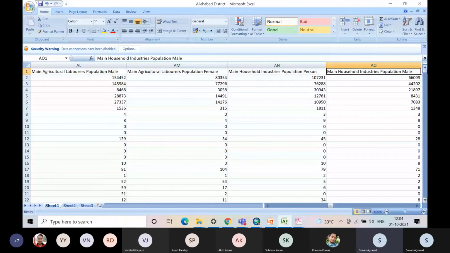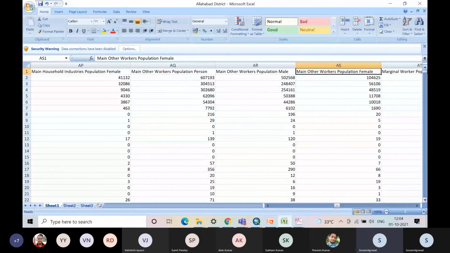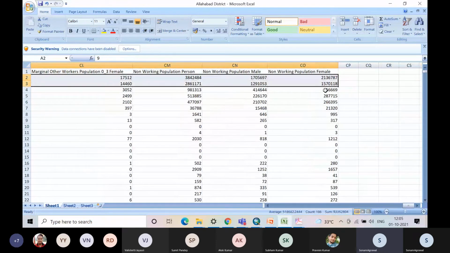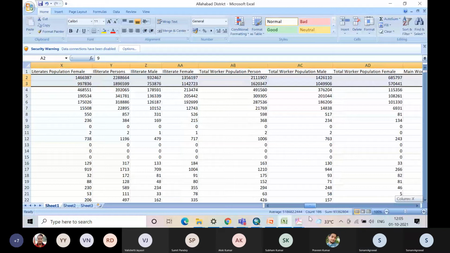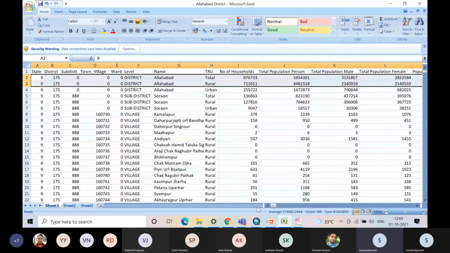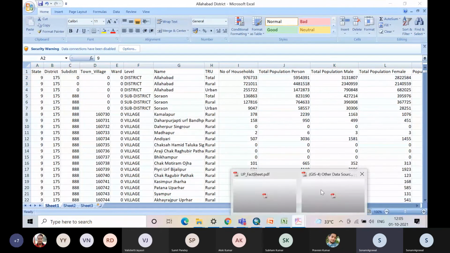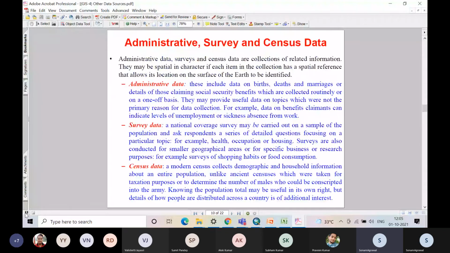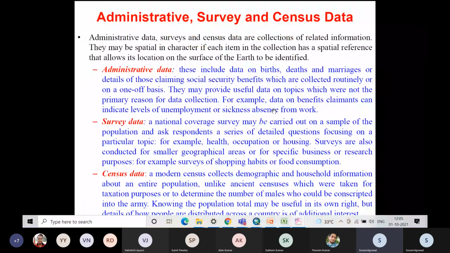So many fields are over here, and you can find the whole data set. Now if I just drag it out, there are a total of 186 columns in this data set. So there are 186 columns for a single village in which this data is collected. They serve as one of the major sources of data when we work, because they help us to give the attribute data of any region. So these are the different administrative survey and census data that we were discussing.